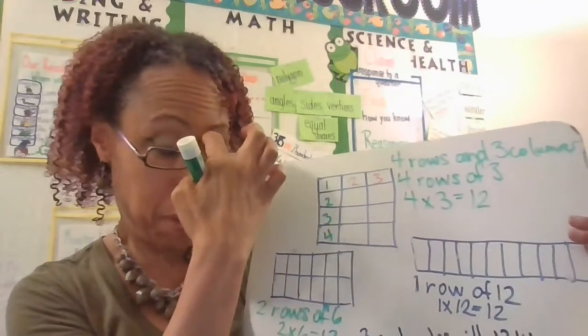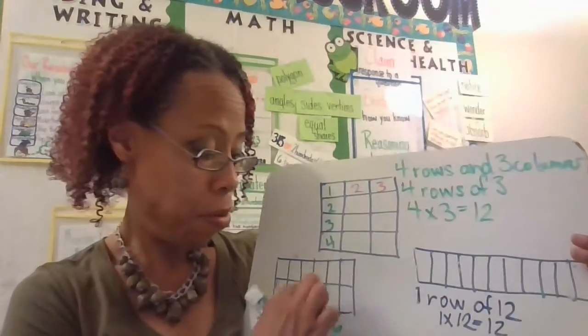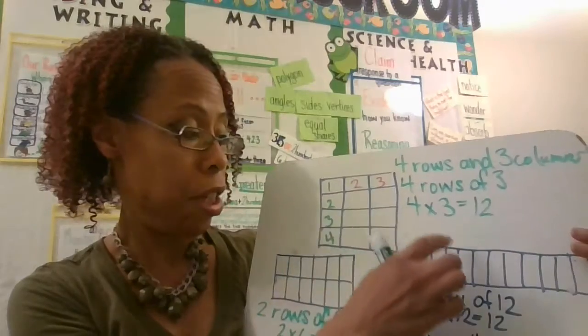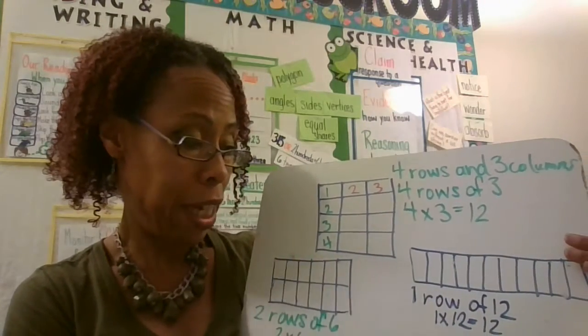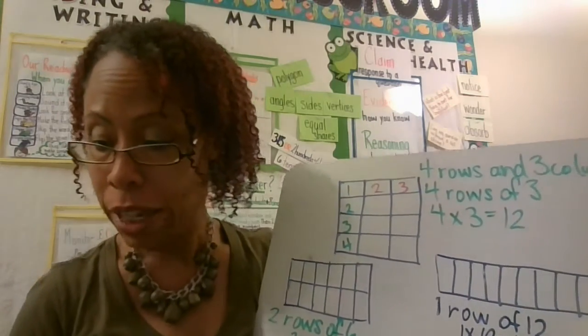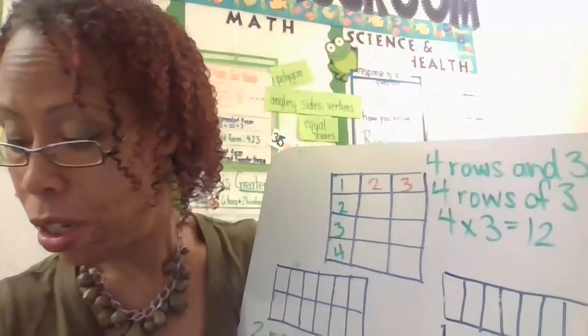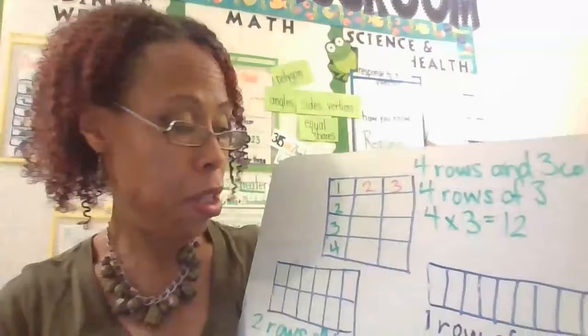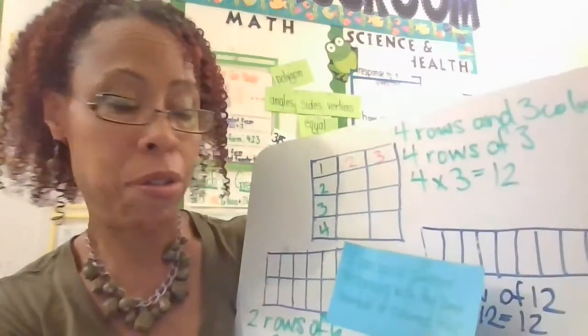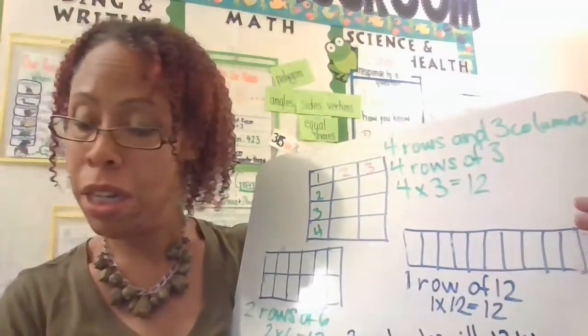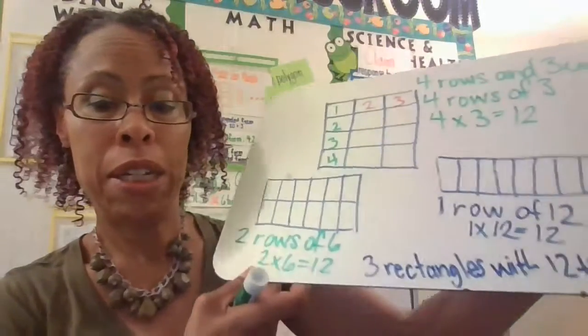So did we meet our objectives? Did we draw 3 rectangles, each containing 12 tiles? Yes, that is correct. So we also look forward to you building different rectangles with the same number of colored tiles.